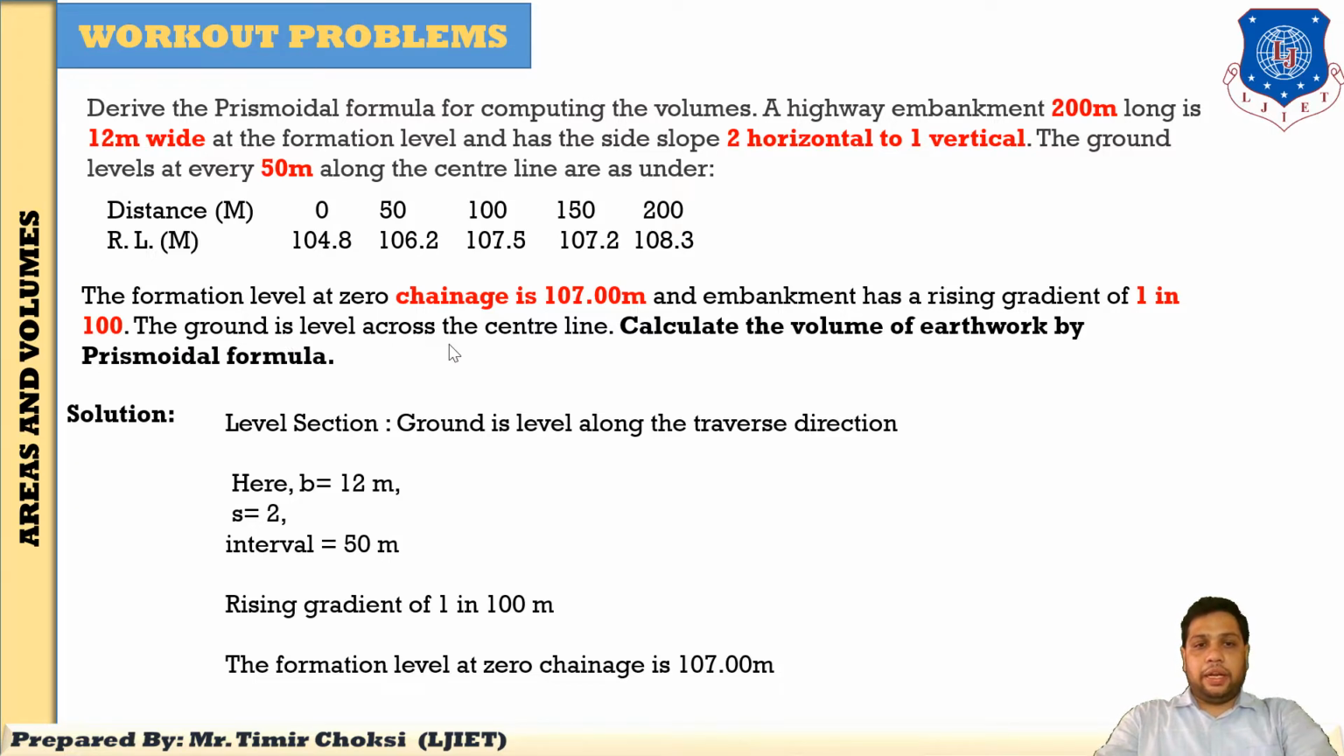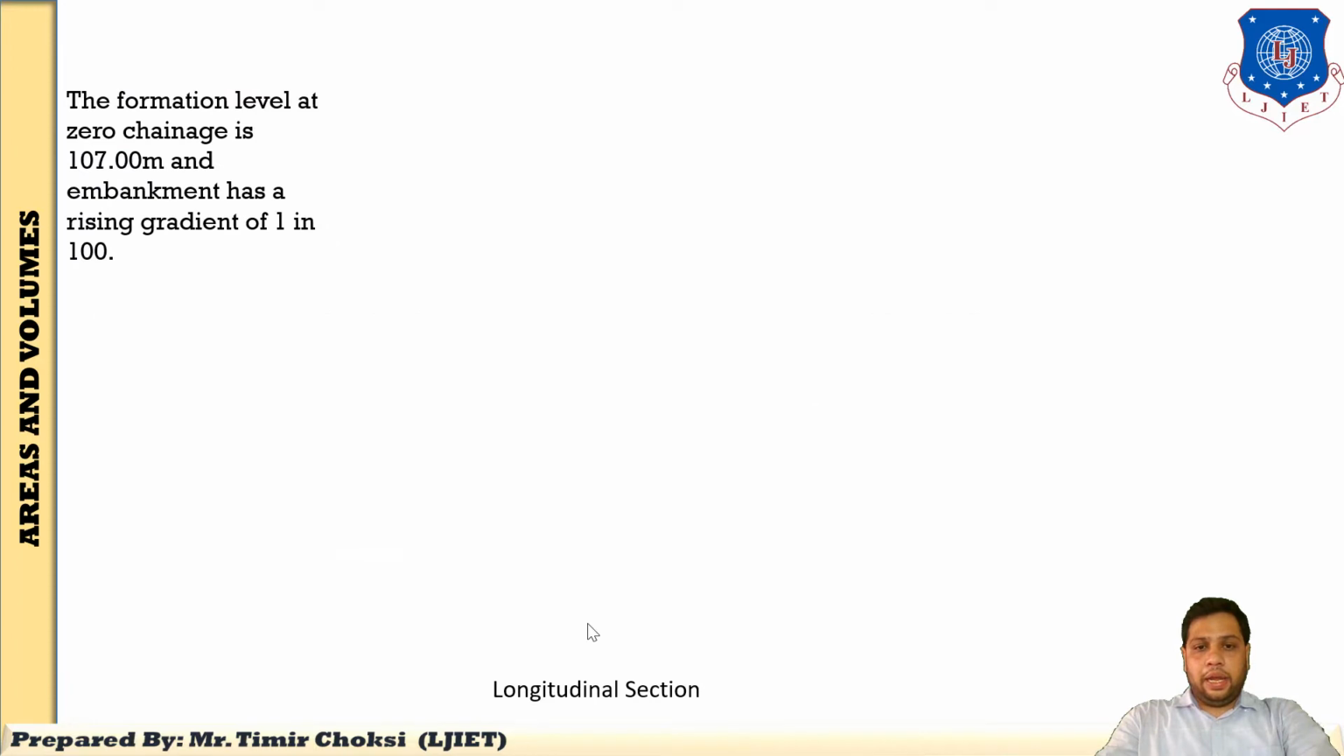The ground is at a level across the center line, so it is a given level section example. Calculate the volume of earthwork by the prismoidal formula. So you have to find the volume of the earth. This is a very important example, so students, pay clear attention. I have made the figure so you can clearly understand.